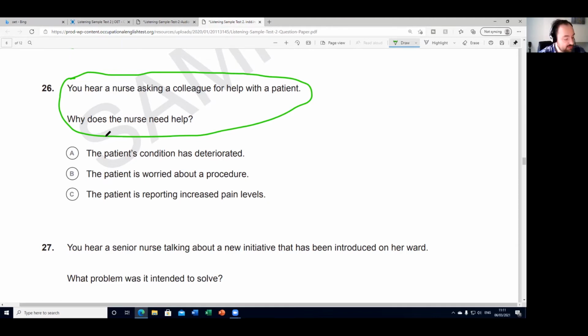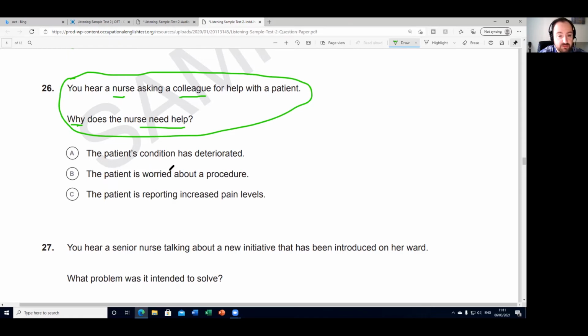So who is involved in this conversation? It's a nurse and a colleague. So it's two healthcare professionals. We know that as well. And also what the purpose is. So the purpose, why does the nurse need help, and why? So this is all key information that we should be focusing on when we look at this question to start with. Okay, let's look at the options here and decide what is the key information in each one.